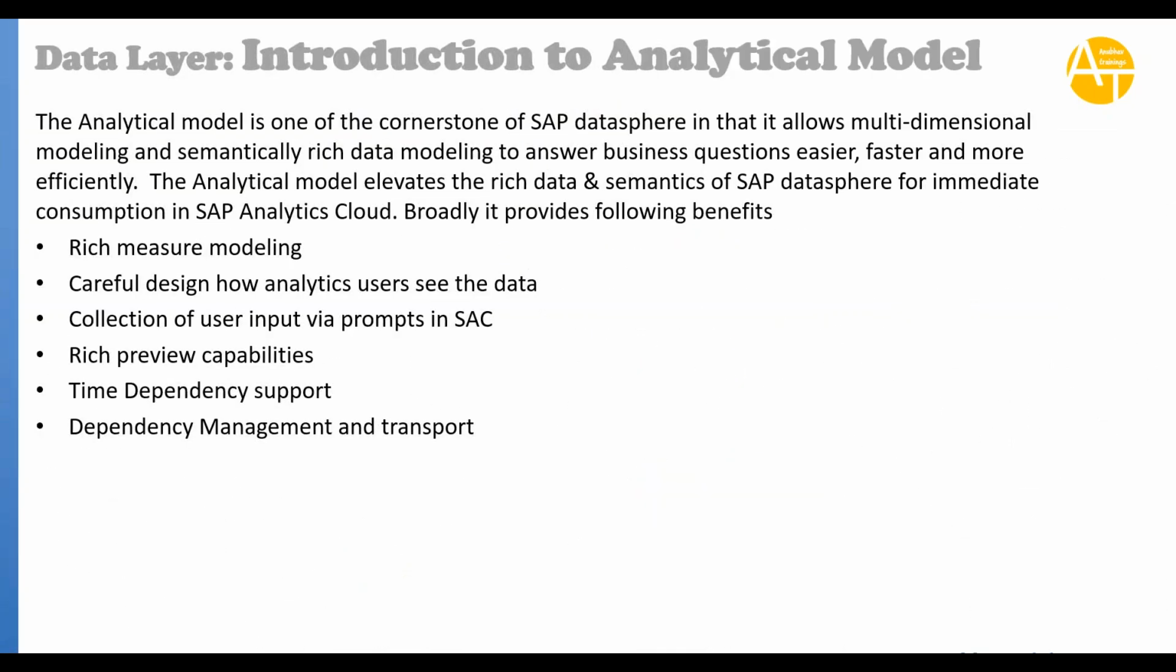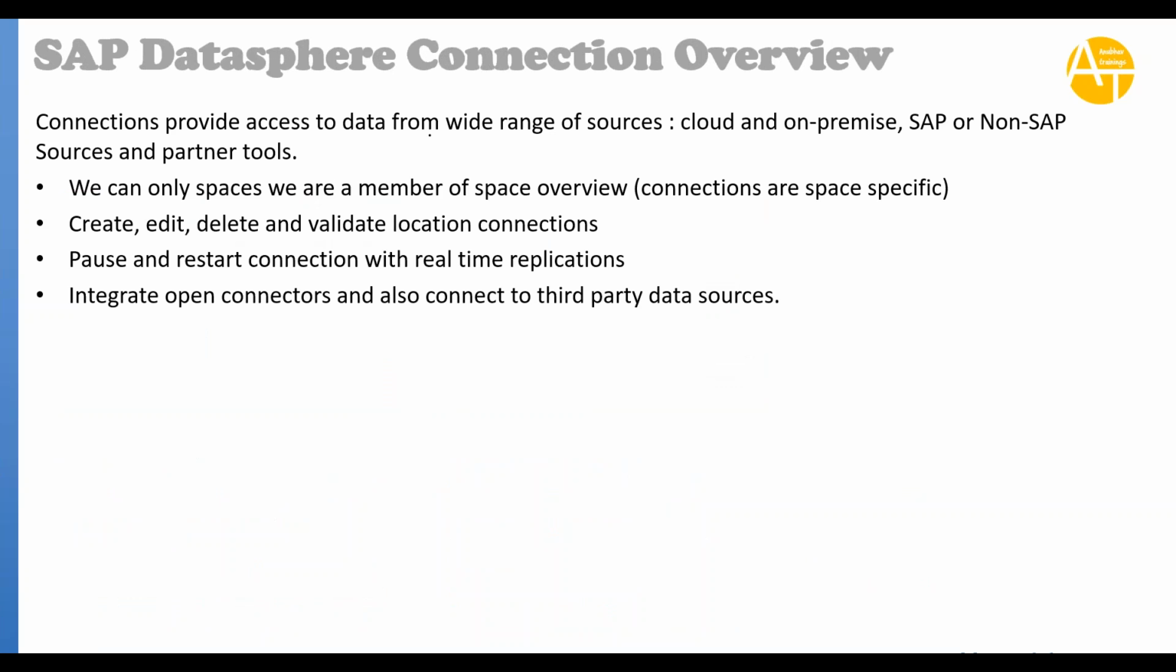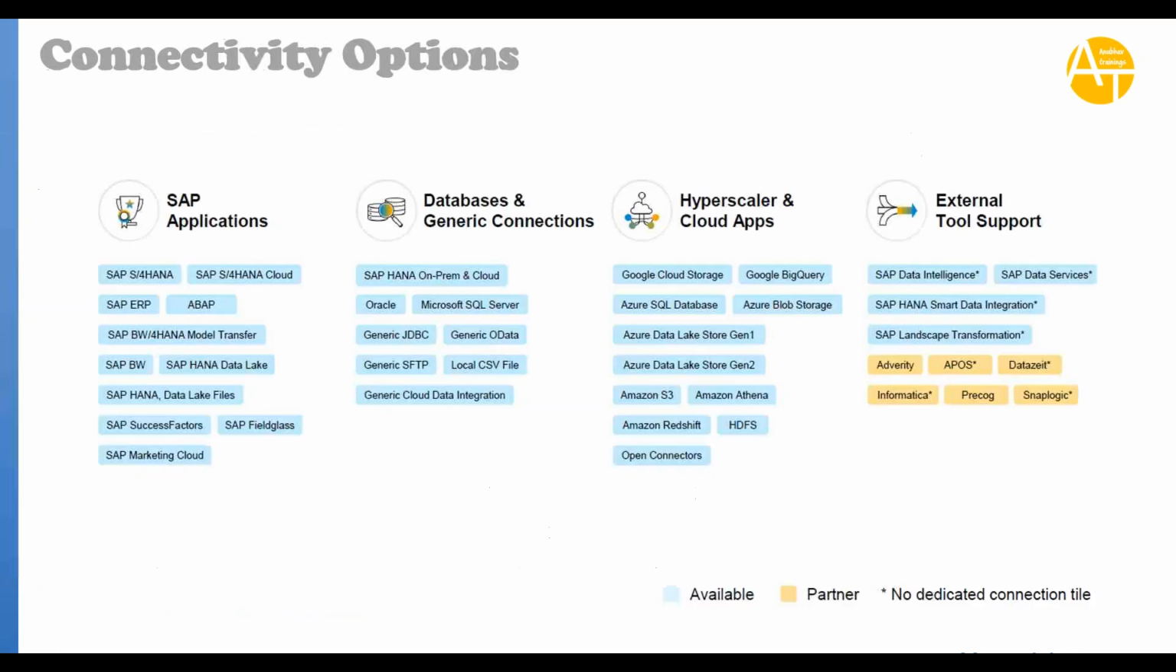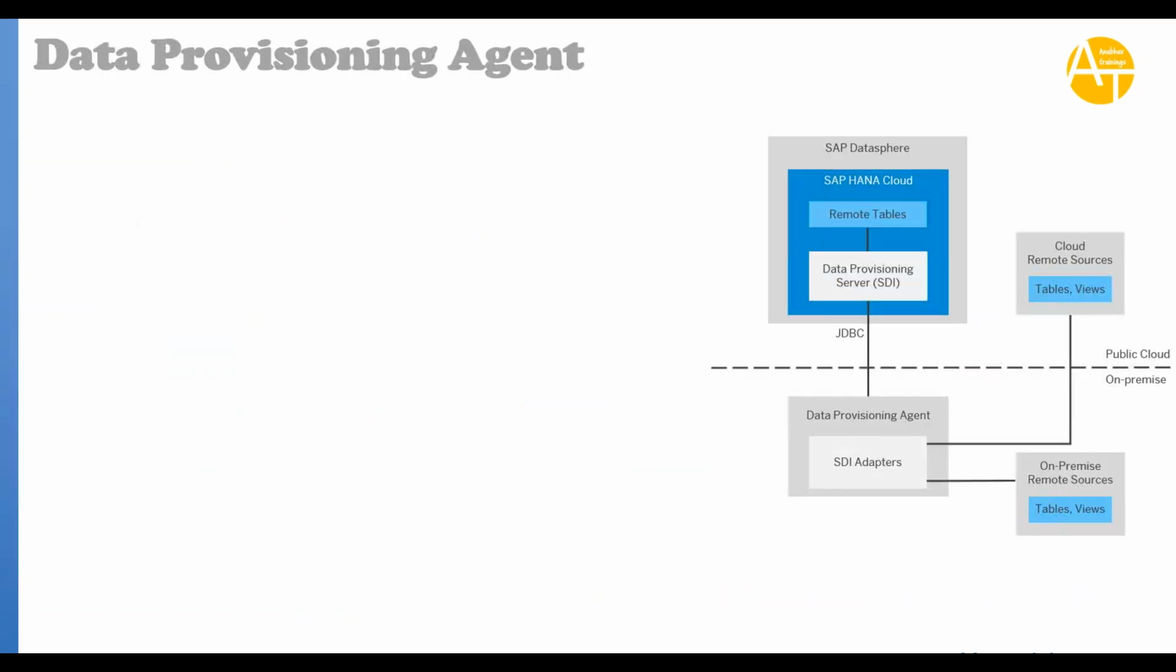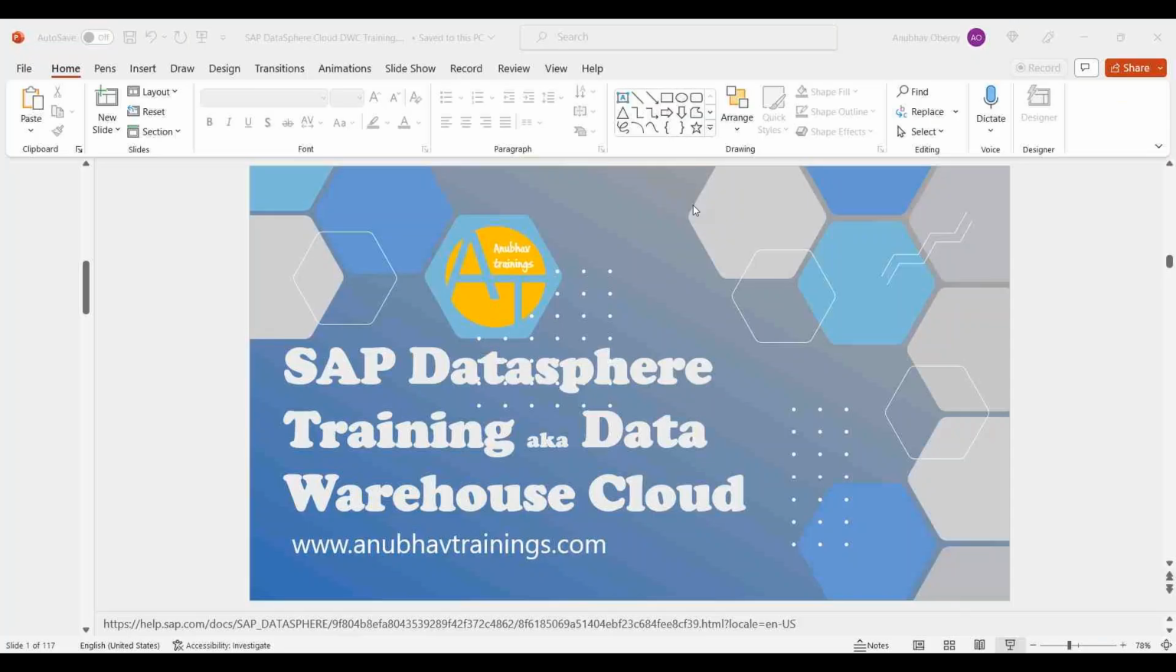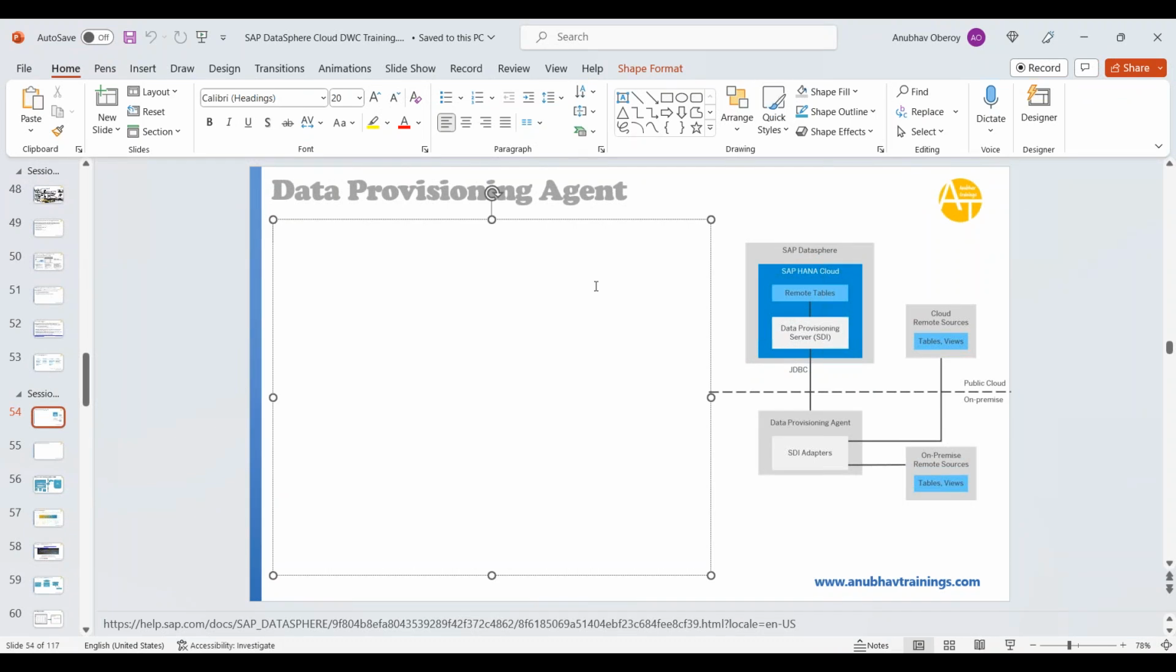Now let's start and talk about the DataSphere connection overview. We will be connecting to our SAP system, our S4HANA or BW or BPC, any of the systems you can connect. The process for connectivity to any ABAP system remains the same. To be able to do that, first we need to know the basics of connectivity. So let's talk about the data provisioning agent. What is the data provisioning agent?